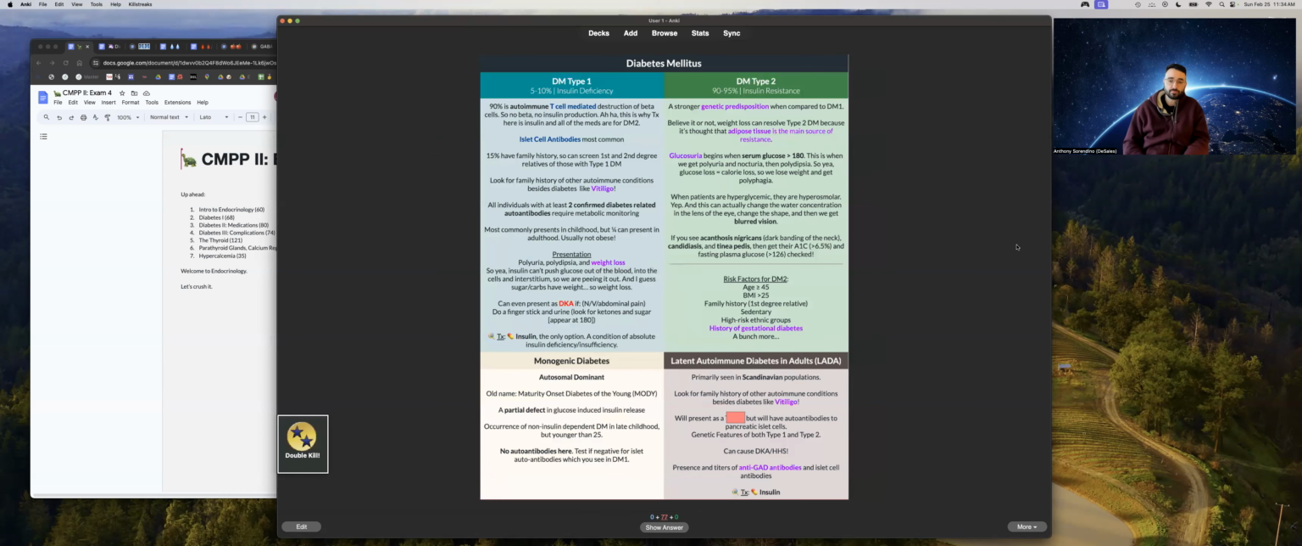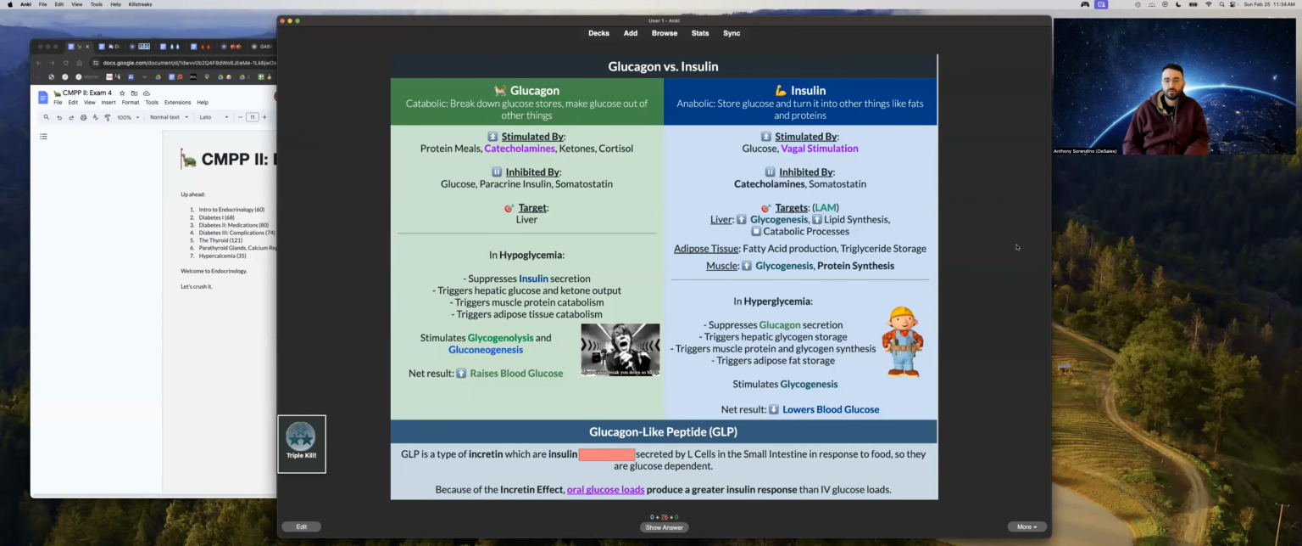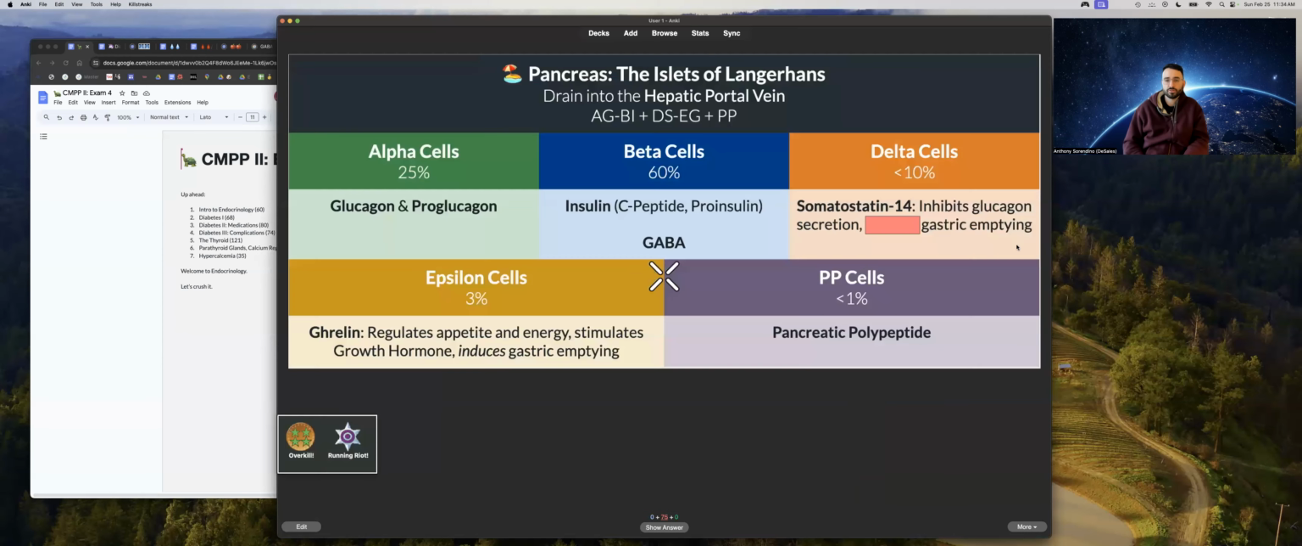Gluconeogenesis will present as a blank, but will have as a DM2 for LADA. But it's kind of like that mix because you have some autoantibodies. Augmenters. Oh yeah, look at this connection. So somatostatin prolongs gastric emptying, slows. Growth hormone's going to move it.